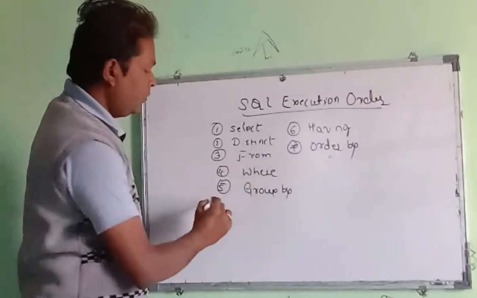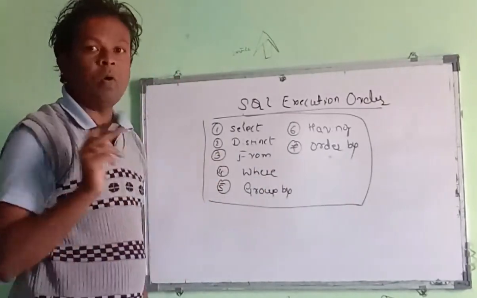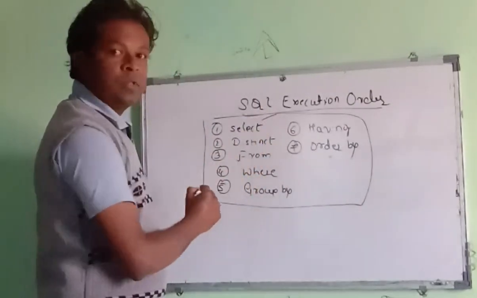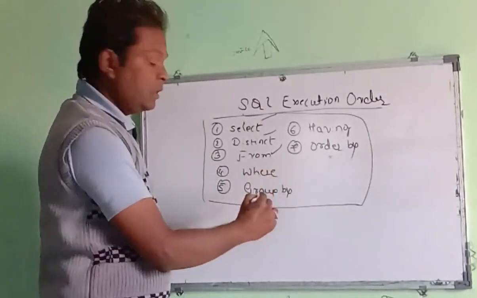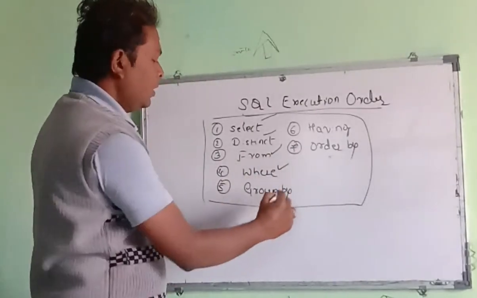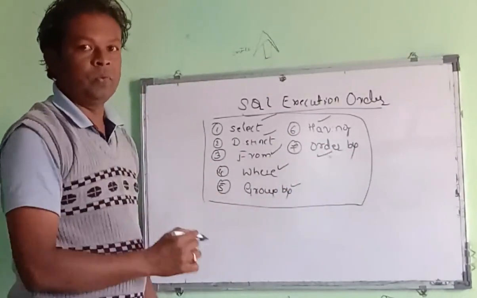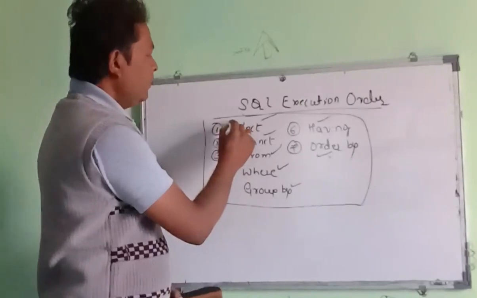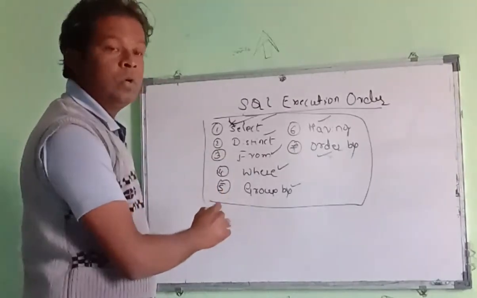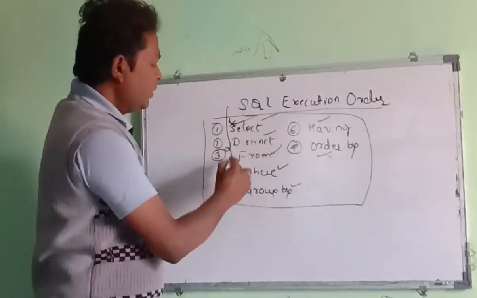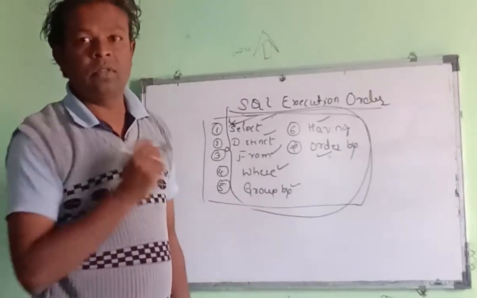For any query in SQL, you must follow these steps in sequential order. First you have to use select, second distinct, third from. Then if your query contains conditions, you must use the where clause, then group by, then having, then order by. So this is what you have to follow. If you know this, you can write any type of SQL query. If you do not know how to write the SQL query execution order, you will not understand how to write the queries in SQL. So this is very important.